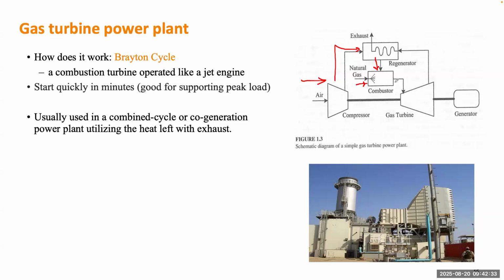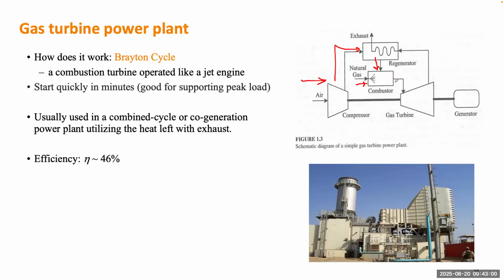So most gas turbine generators are actually used in a combined cycle or cogeneration power plant, not as an individual gas turbine power plant, because that can give you a much higher efficiency. But if you just use this gas turbine on its own, the efficiency is similar to the coal-fired power plant. Only maybe slightly higher, which is 46%.